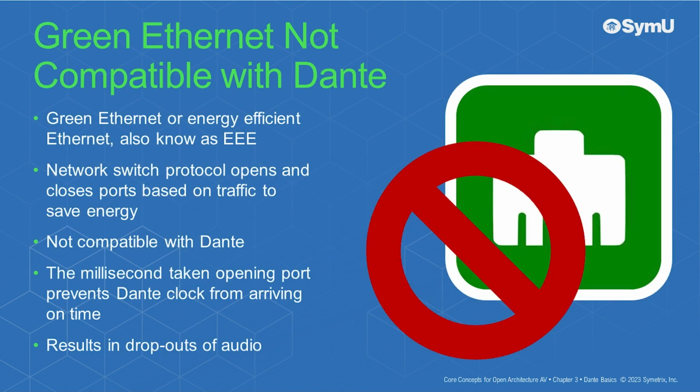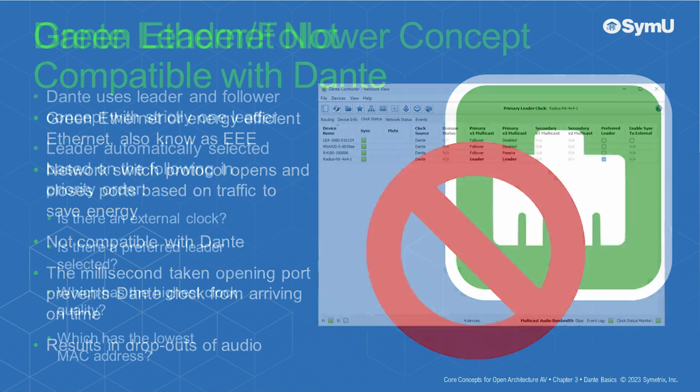Green Ethernet, or Energy-Efficient Ethernet, also known as EEE, is not compatible with Dante. Green Ethernet is a network switch protocol that opens and closes ports based on traffic to save on energy. The millisecond it takes the switch to open a port prevents the Dante clock from arriving at its destination on time and results in dropouts of audio or unintended latency.